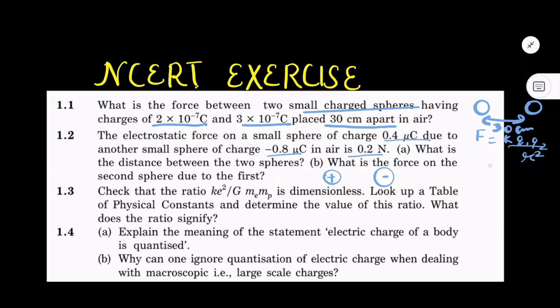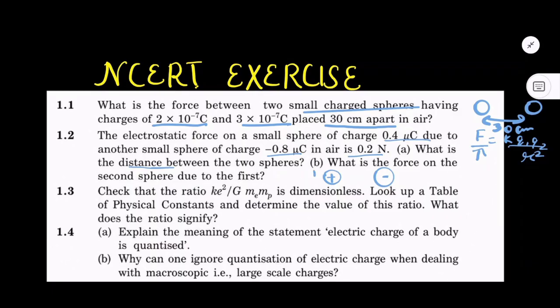Again we can apply this relation that force is equal to k q1 q2 upon r square. We have studied that Coulomb's law is applicable for both attractive and repulsive charges, right? So we are given this formula. Now we'll be substituting the value of force and both the charges, and from there you can find the distance. Okay, and then the second part is, what is the force on the second sphere due to the first sphere?